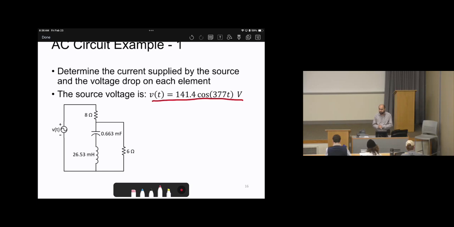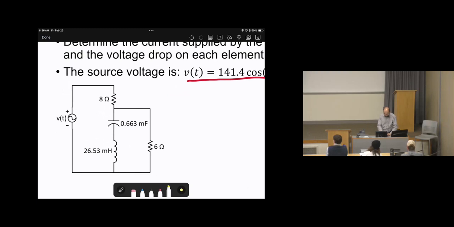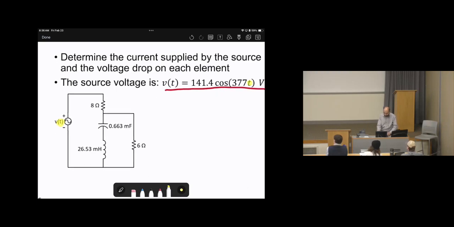Some of the problems will be converted to phasor domain. Some of them, no. How can I know if this is phasor domain or not? Look at the circuit. Is there a time? Yes, there's a function of time. There is a cosine, right? So it's in time domain.